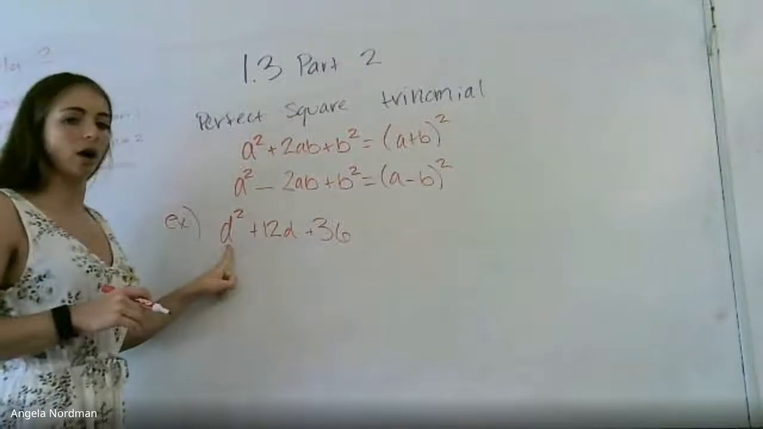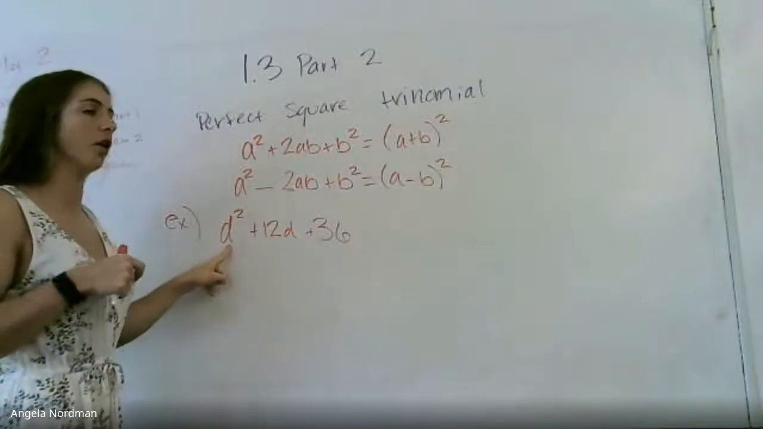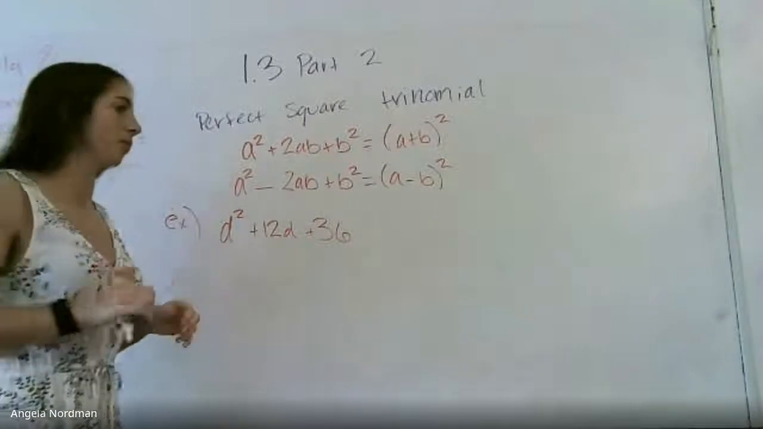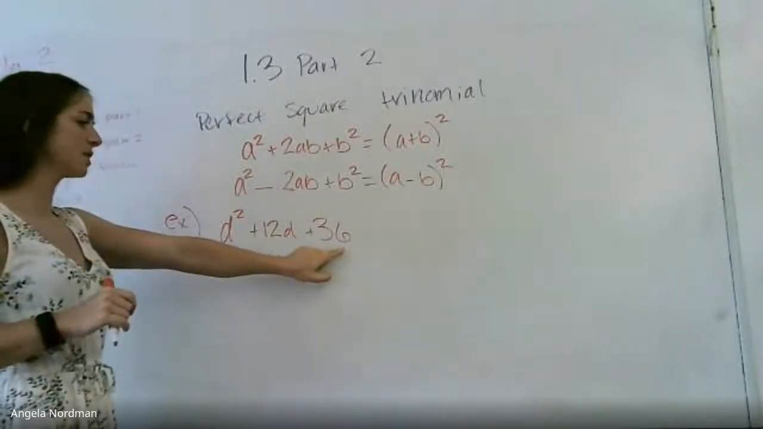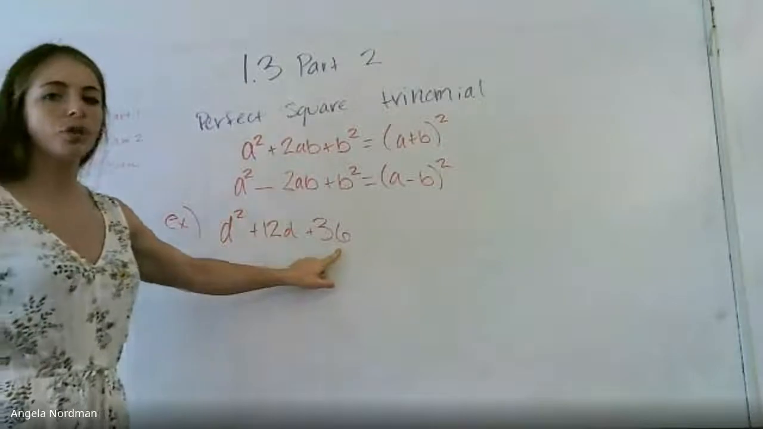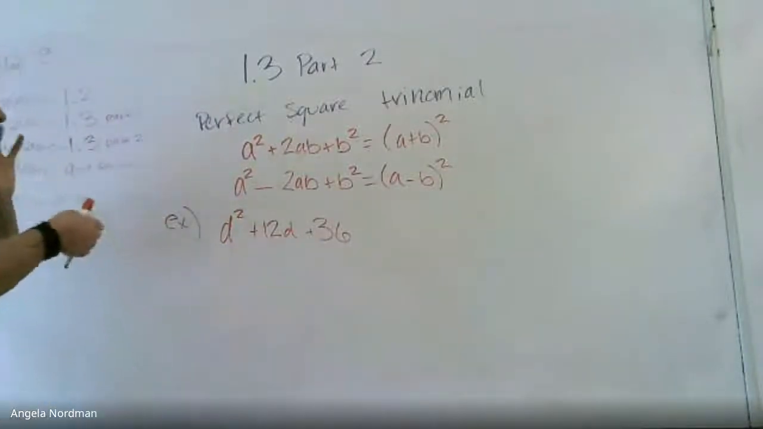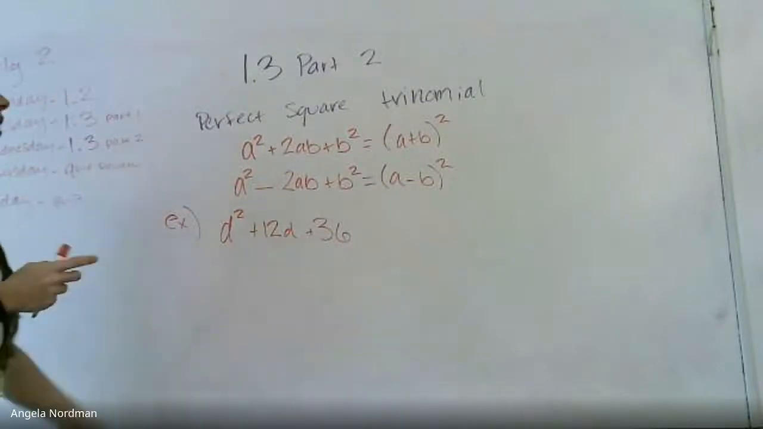So this first part's already done, right? I have a d squared out in front. So my variable being squared, that's already set up for me. But my 36 in the back here, I do know that 36 has a clean square root. So I'm able to take the square root of 36.